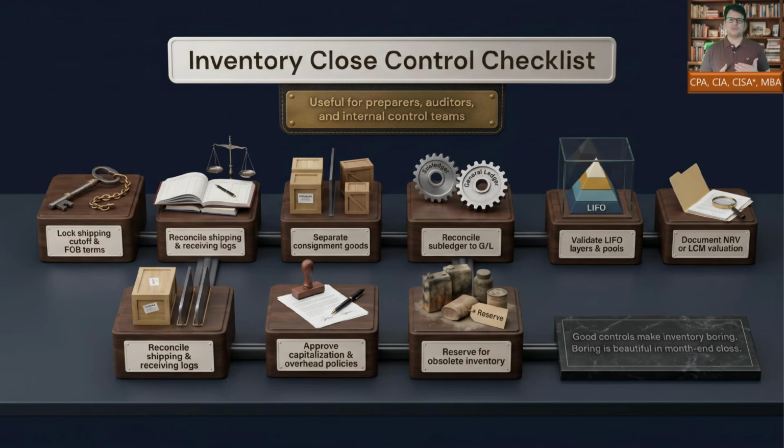Slow moving, obsolete, and excess inventory should be reviewed. Last in, first out layers, pool definitions, and reserve balances should be validated. Valuation evidence should support NRV or LCM conclusions. Good controls make inventory boring, and in month end close, boring is beautiful.